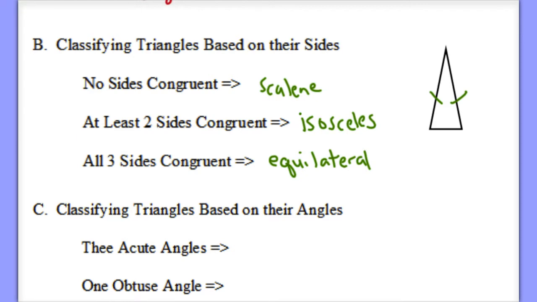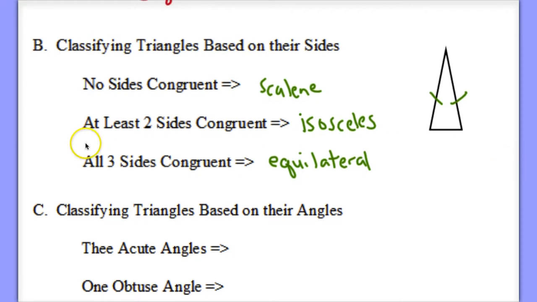Equilateral. Some textbooks will say that if there's exactly two sides congruent, it's isosceles. Our textbook says at least two sides. However, if all three sides were congruent, we'd probably call the triangle equilateral.